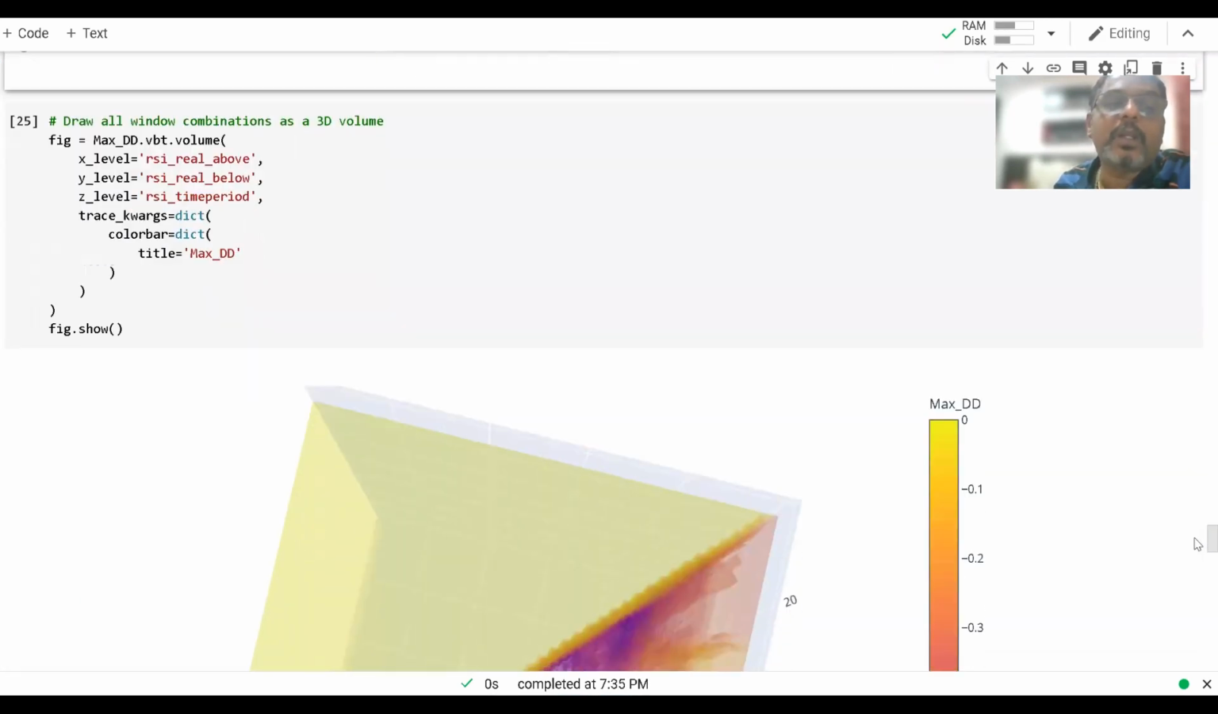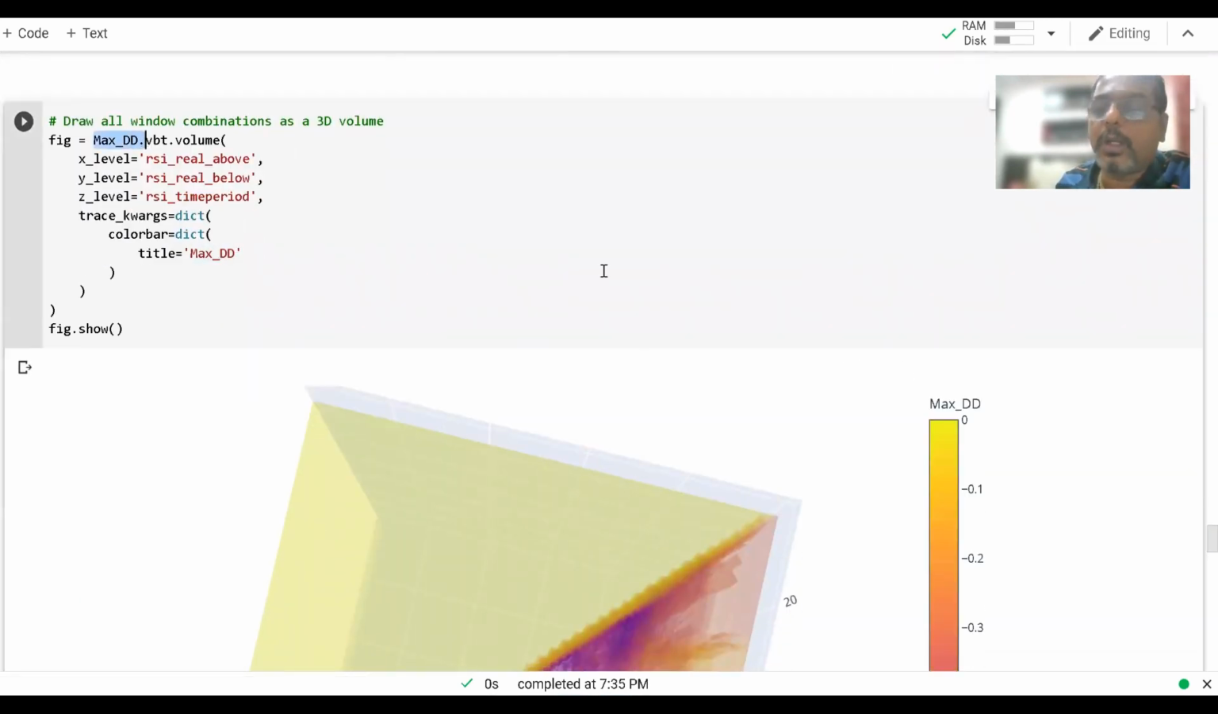Then the next one, we are talking about max drawdown. Max drawdown is if you talk about your money that you have.